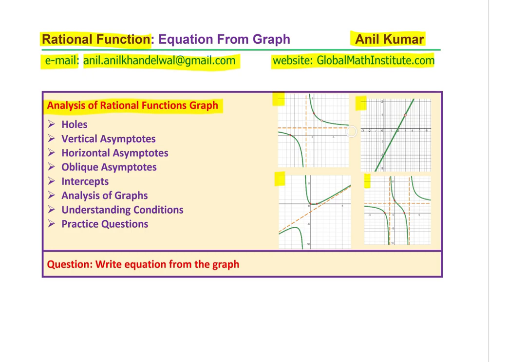So these are the 4 graphs which we are going to look into. As you can see, some of them have holes. These 2. A straight line could represent a rational function. We have horizontal asymptotes, vertical asymptotes, oblique asymptotes. So all combinations are there. So if you could analyze these 4 graphs, you will be in a position to answer most of the questions. Let's take them one by one.